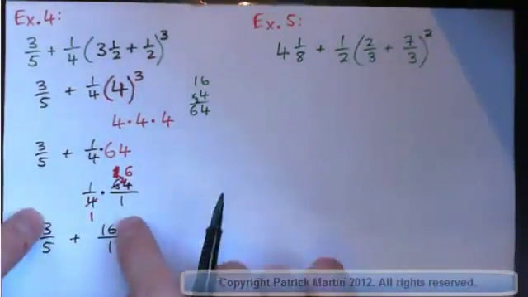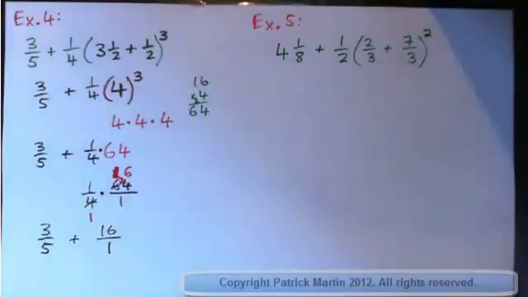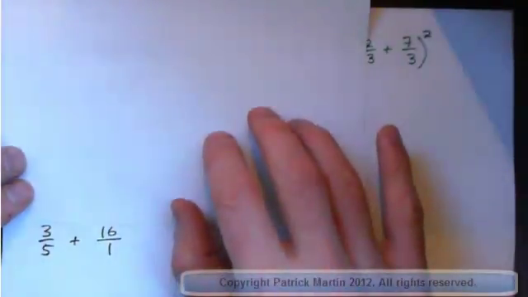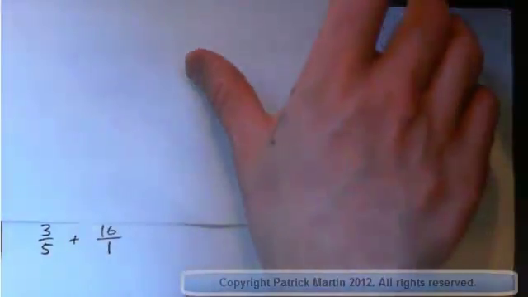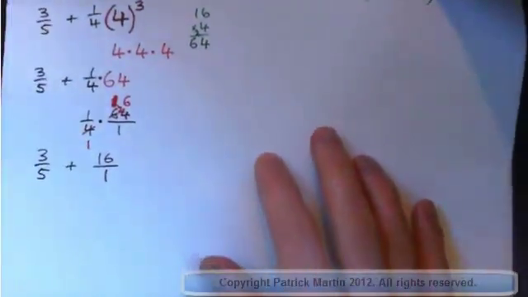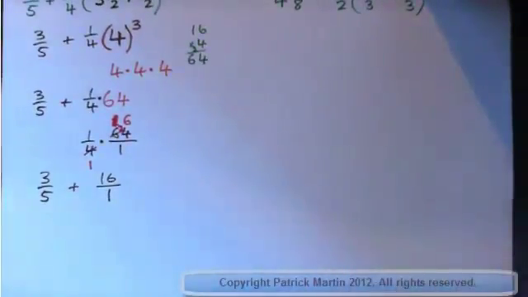That might help to just leave it like that, because now the last thing to do is add. We've done everything else. The whole thing has become 3/5 plus 16 over 1, right? So can you make the bottoms the same and add them? Can you find a lowest common denominator? Or who am I kidding? There's a really easy way to do this, isn't there? You might have seen it already.